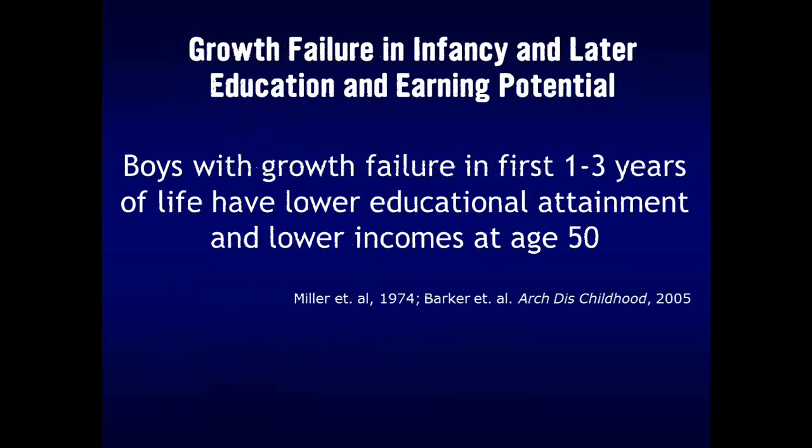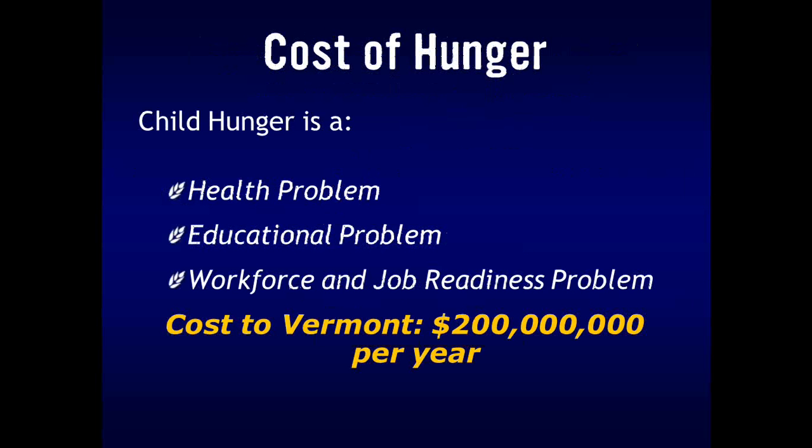And I wanted to share this. This is the most amazing study, I think, where they followed boys who had growth failure due to malnutrition in the first years of life. They followed them for 50 years and found that when they reached age 50, they had attained less education and made less money than controls who had all the similar attributes but had not been malnourished. So it does follow you for a lifetime. And it's estimated that hunger costs Vermont about $200 million a year in health costs, in education costs, and in lost work potential.